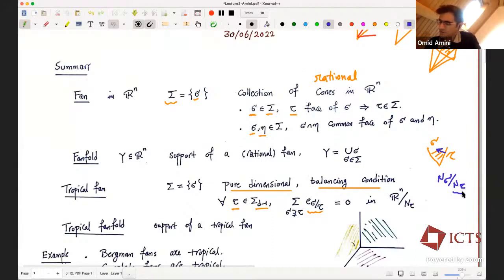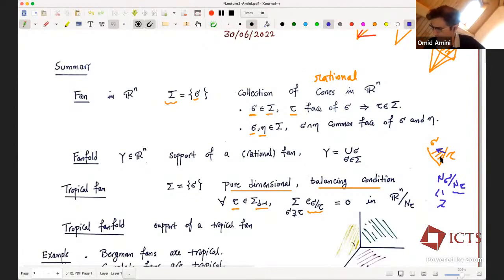So N_sigma over N_tau, you can see that it is one-dimensional, because the dimension of the vector space generated by sigma is d and the one generated by tau is d minus 1. So this has rank 1, and this is a vector which generates this rank 1 lattice. So this is isomorphic to Z. You have two generators which have opposite sign, and this is the one which points inside the sigma, as in this figure.